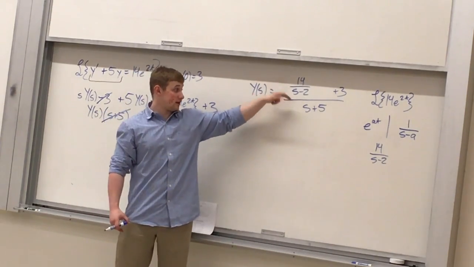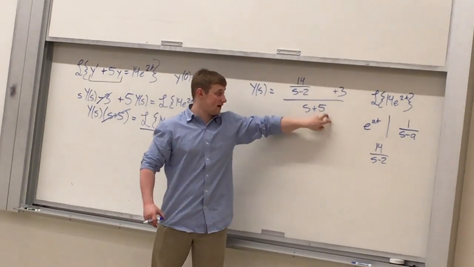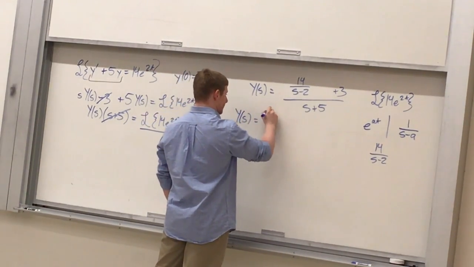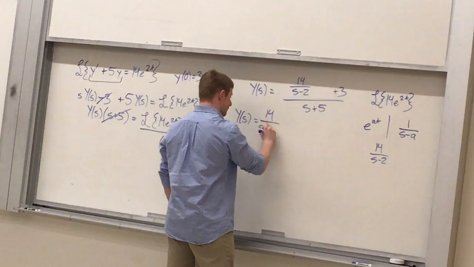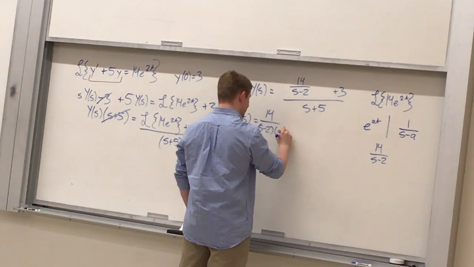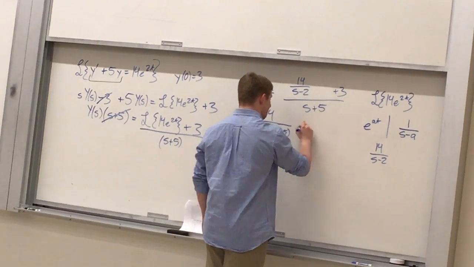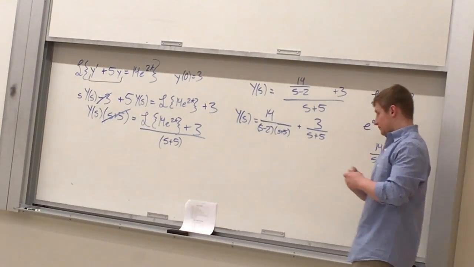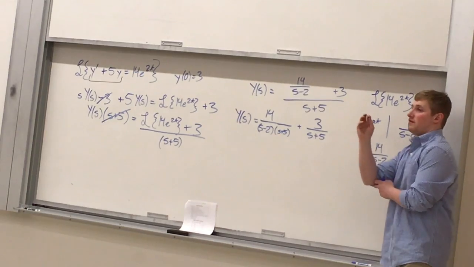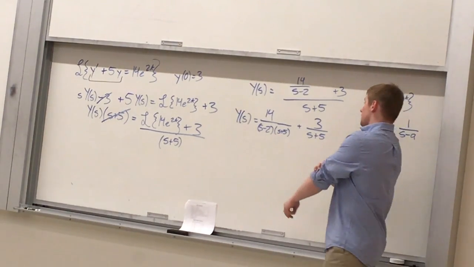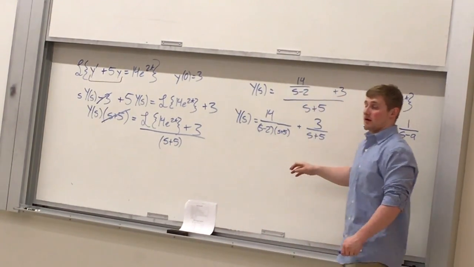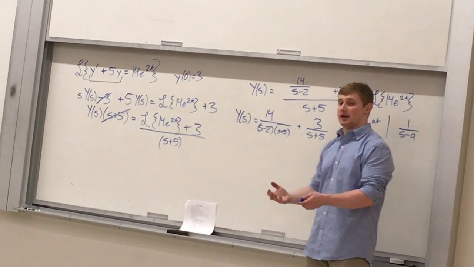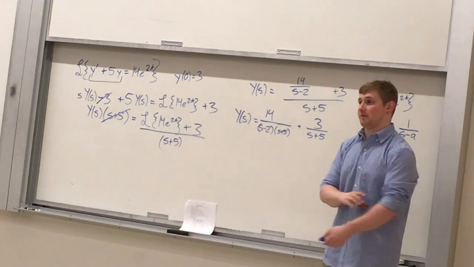So what I'm going to do is I'm just going to do this divided by that and this divided by that. So it's going to turn into 14 over s minus 2 s plus 5 plus 3 over s plus 5. Now at this point, you have two options. The first option is you can get a common denominator, so that way you can add these two together and you'd have one fraction, do partial fraction decomposition, get your answer, and move on with your life.